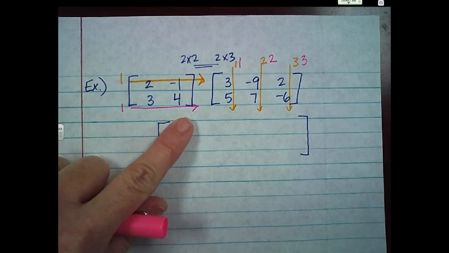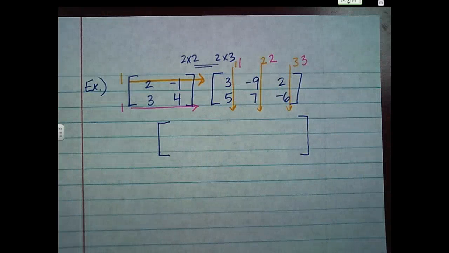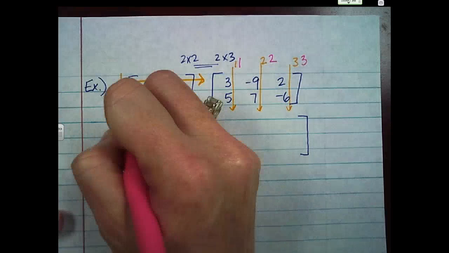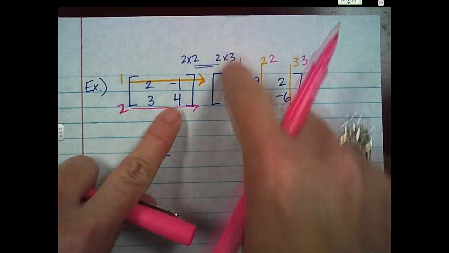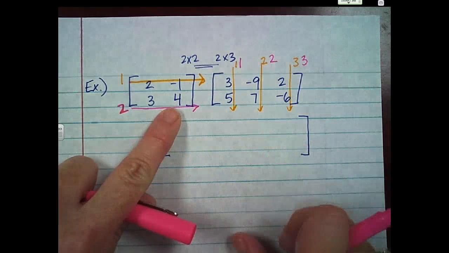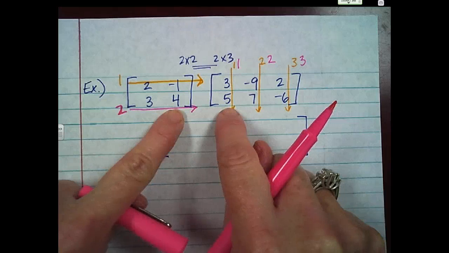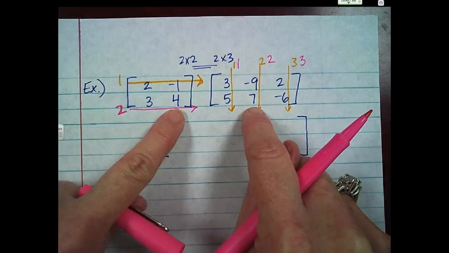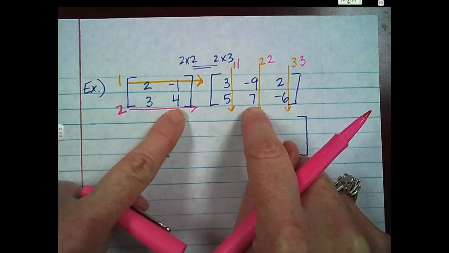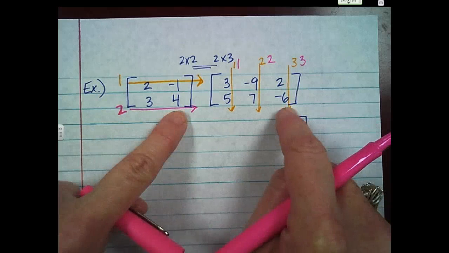It's hard to tell it's pink, but 1, 2, 3. You do the exact same thing. I take row, oops, I should have labeled this 2. I take row 2 and I multiply by all three columns. Same exact motion. So I'm gonna have 9 and 20. And I go to the next column, -27 and 28. And I go to the next column, 6 and -24.